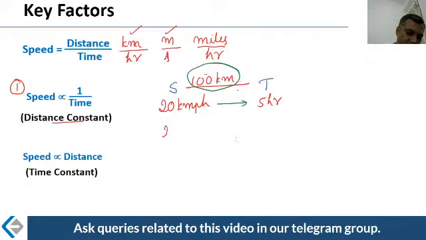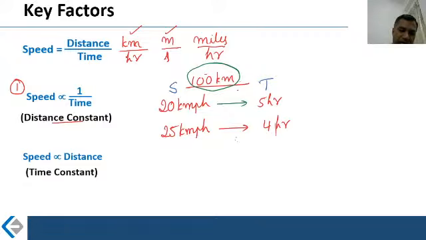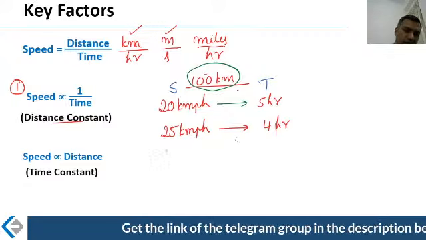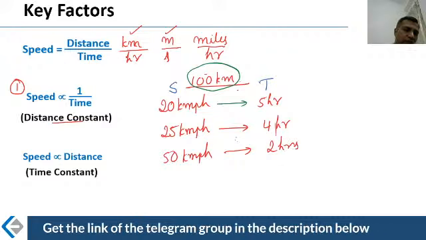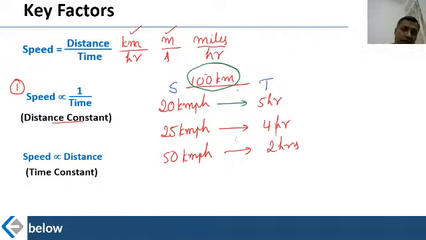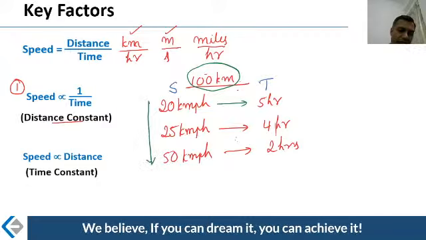Assume a second person maintained a speed of 25 kilometers per hour. Therefore, the time taken for the journey is 4 hours. The third person said, I will travel this distance at 50 kilometers per hour. Therefore, the time taken for the journey is 2 hours. That's what you mean by inversely proportional. I also mentioned it in the ratios chapter. As the speed is increasing, the time taken is decreasing, in the reverse direction.